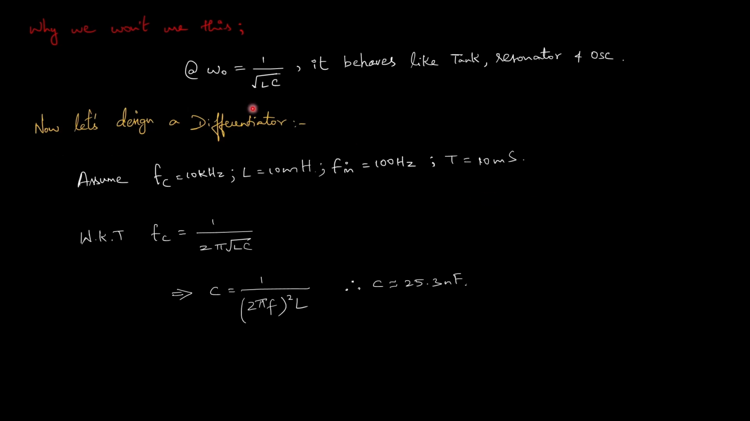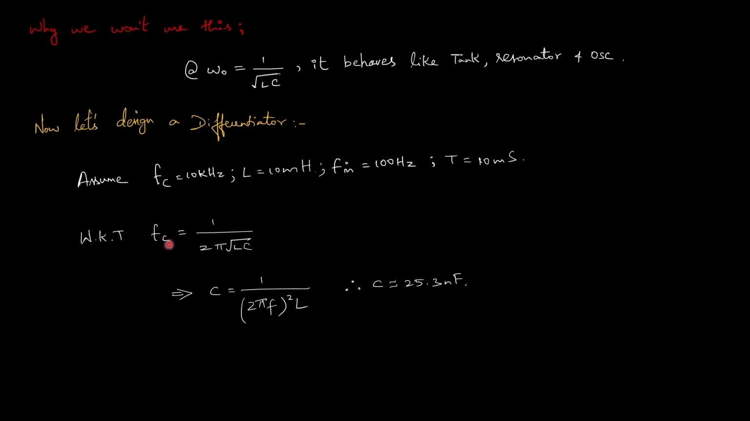So now let's try to design a differentiator. As I said in the previous slide, if I give a ramp signal as the input, we should get an impulse at the output. So let's assume the cutoff frequency to be 10 kilohertz and the inductance to be 10 millihenry. This is basically a high pass filter, and I am going to give a low frequency of around 100 Hz as the input. Here we get the time period as 10 milliseconds, which is nothing but 1/fin.